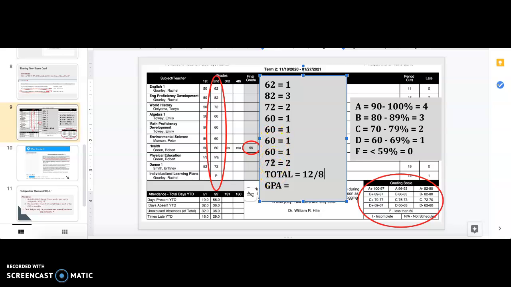And that is how we figure out averages. You add them together and divide by the total. Now that just gave me a total of 1.5. So their GPA is 1.5. Now that is not a very good GPA.